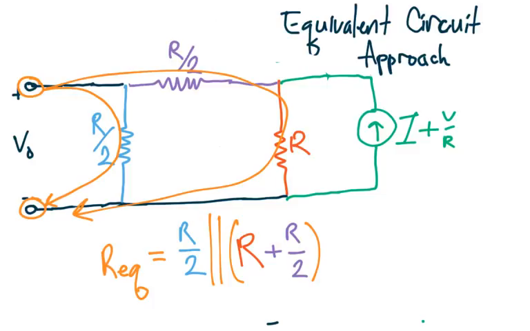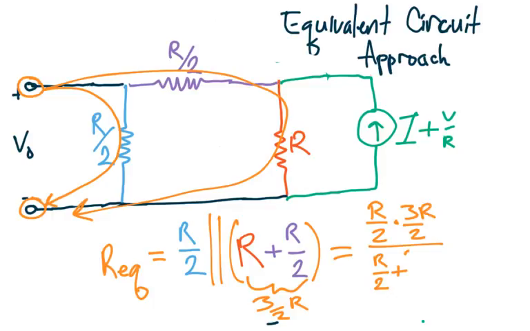So find this value. So really quick, we'll do the math here, where we have inside parentheses, that's 3 halves R. So we have R over 2 multiplied by 3R over 2 divided by R over 2 plus 3R over 2. This will yield us 3R squared over 4 divided by 2R. R's cancel. We end up with 3/8 R.